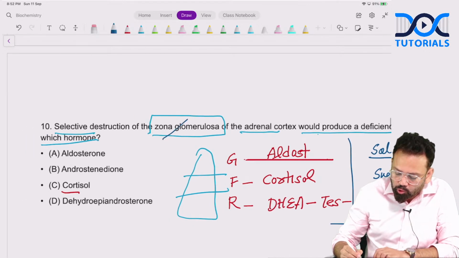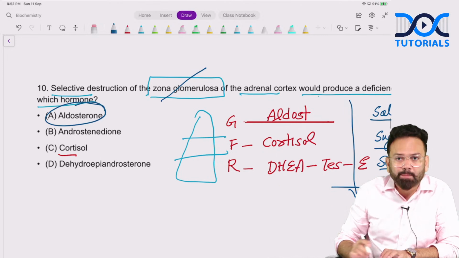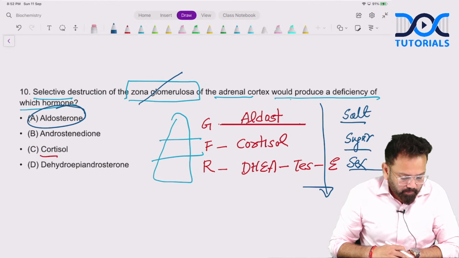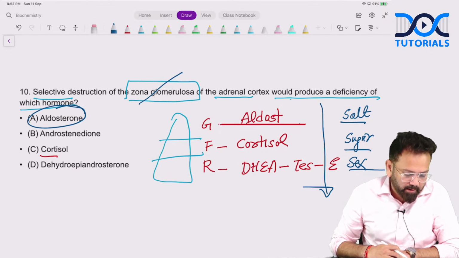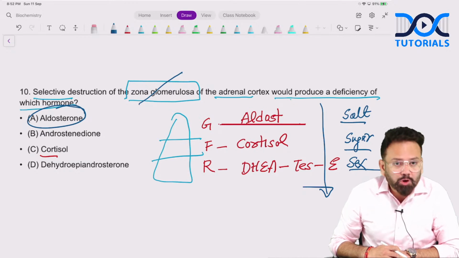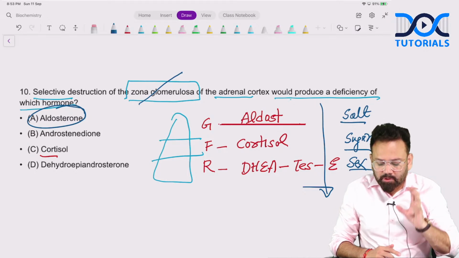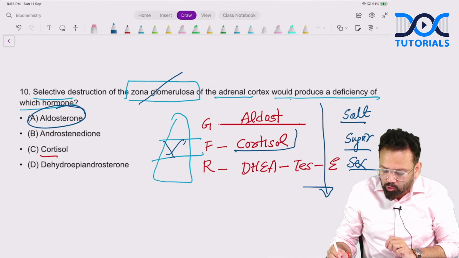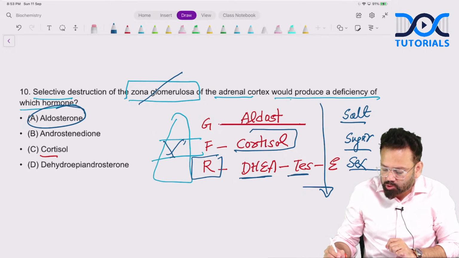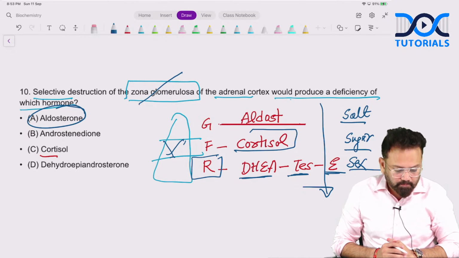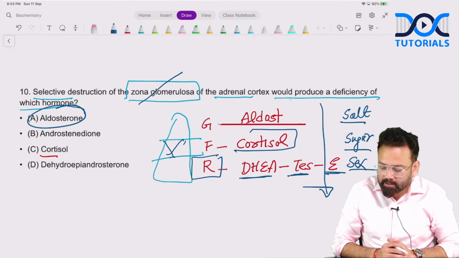So if you destroy the zona glomerulosa, aldosterone will not be produced, yes or no? So the answer will be A. Yes. Of course, A. Very good, most of you are correct now. If you destroy zona glomerulosa, aldosterone will not be produced. If you destroy fasciculata, cortisol will not be produced. If you destroy reticularis, dihydroepiandrosterone, testosterone and estrogen will not be produced. Am I clear? Very simple question. Salt hormone, sugar hormone and sex hormone.